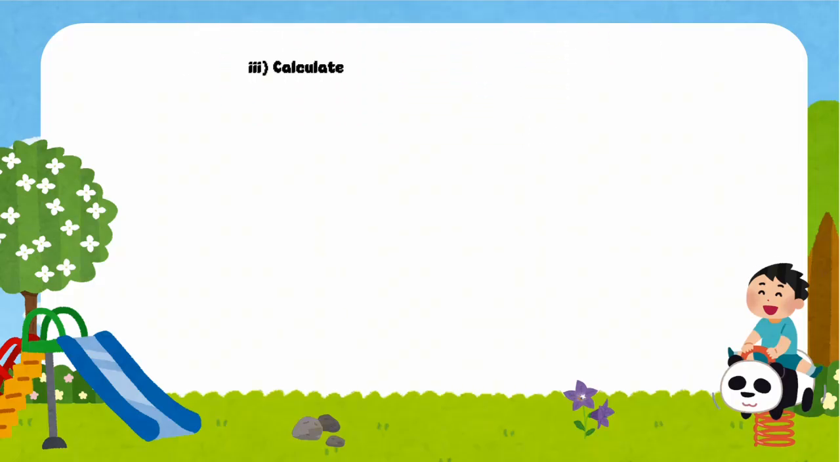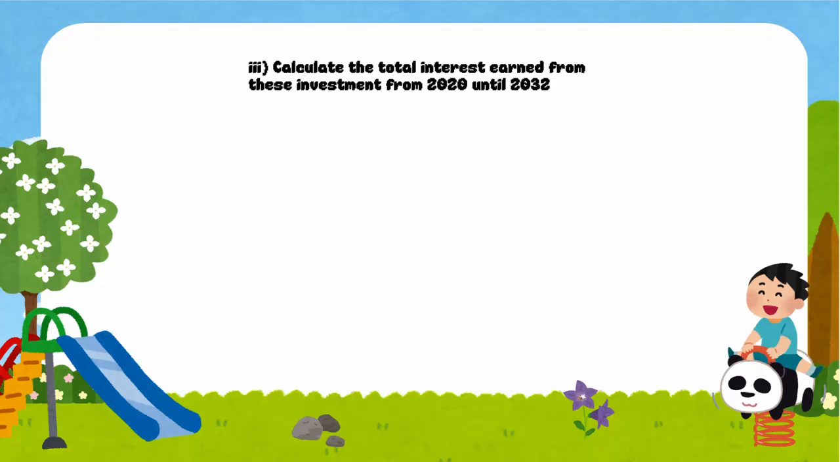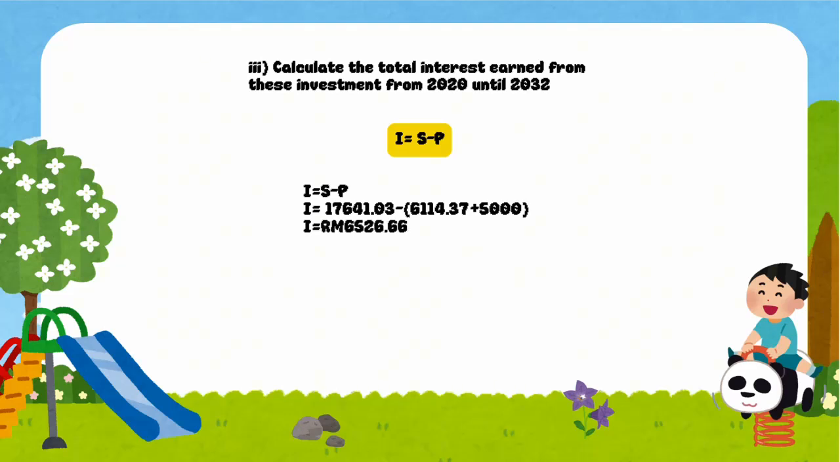For this question, we want to find the total interest earned from 2020 to 2032. So we use the formula I equals S minus P. For this, we take the final amount and minus the total principal, 6,114 ringgit 37 cent plus 5,000. Then when we calculate that, we get 6,526 ringgit 66 cent, and that's the total interest earned.